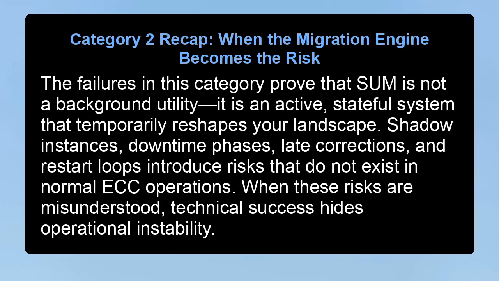Category 2 recap. When the migration engine becomes the risk. The failures in this category prove that SUM is not a background utility. It is an active, stateful system that temporarily reshapes your landscape. Shadow instances, downtime phases, late corrections, and restart loops introduce risks that do not exist in normal ECC operations. When these risks are misunderstood, technical success hides operational instability.